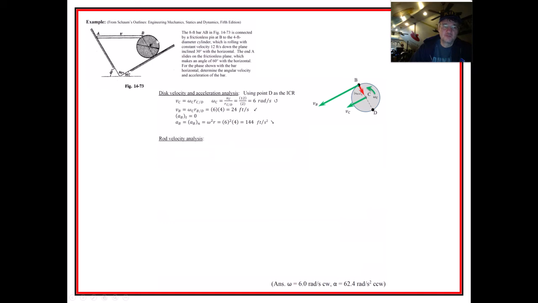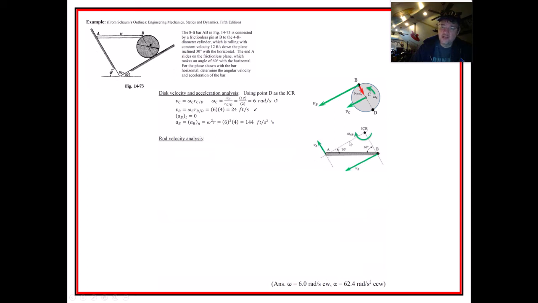So we do the rod velocity analysis right here, and I want to use ICR. That's the easiest way. We already have the direction of VB right here and the value. So we draw a line through it that's perpendicular, and we also know that A is traveling either up or down. We don't actually know initially whether this is up or down. We could kind of guess, but we might not know. We do know that we could draw the line that's perpendicular through it, and we can see where it connects.